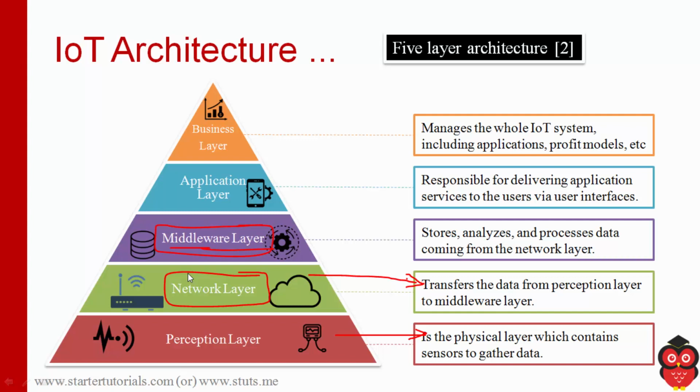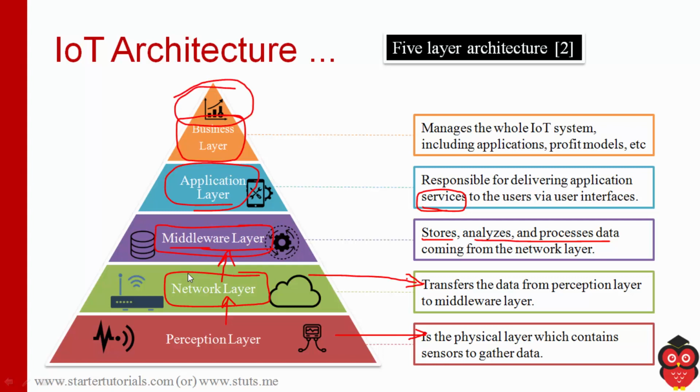Yeah, the main task of this network layer is to gather data from perception layer and sending that data to middleware layer. So like in the previous architecture, the middleware layer is used to store, analyze and process the data which is coming from network layer. Okay, and then we have the application layer which is responsible for providing the applications and allowing the users to access the services provided by the IoT system. And the final layer is business layer, which manages the entire IoT system and makes decision for getting profits.